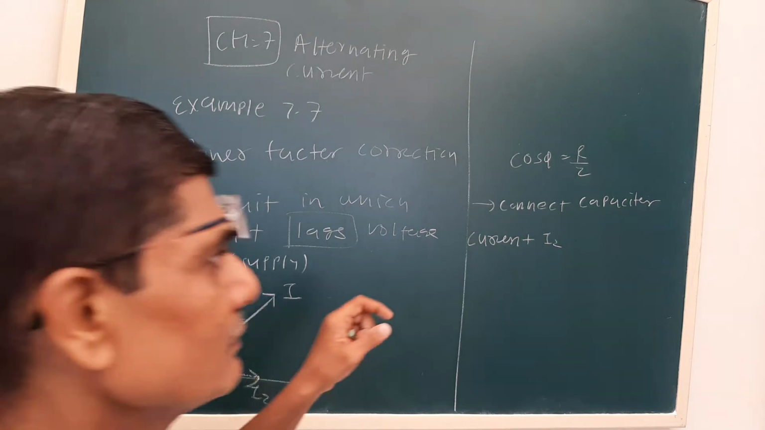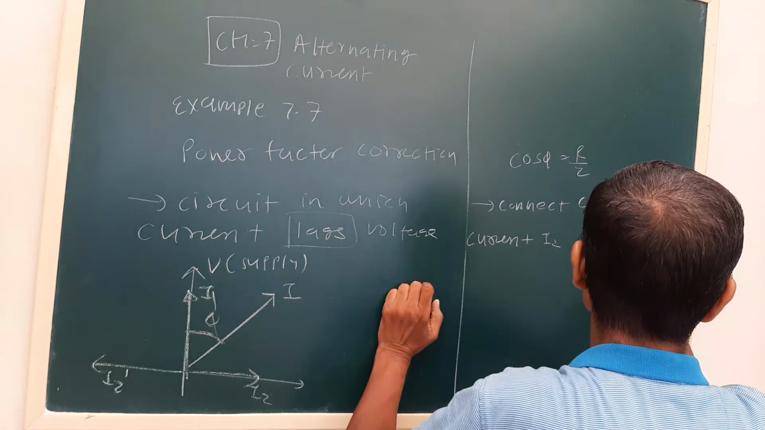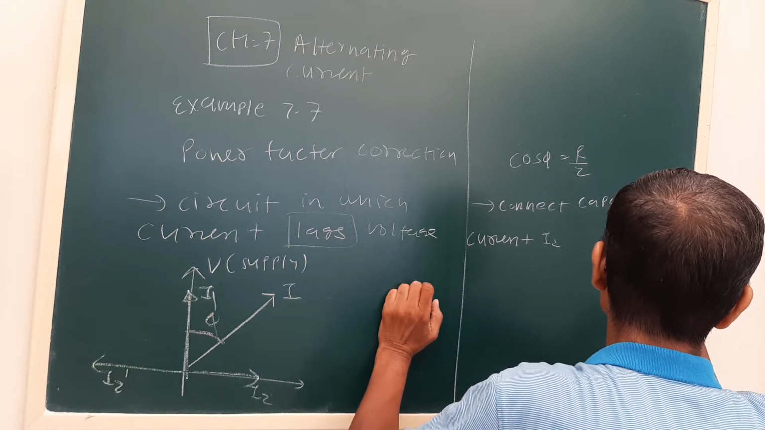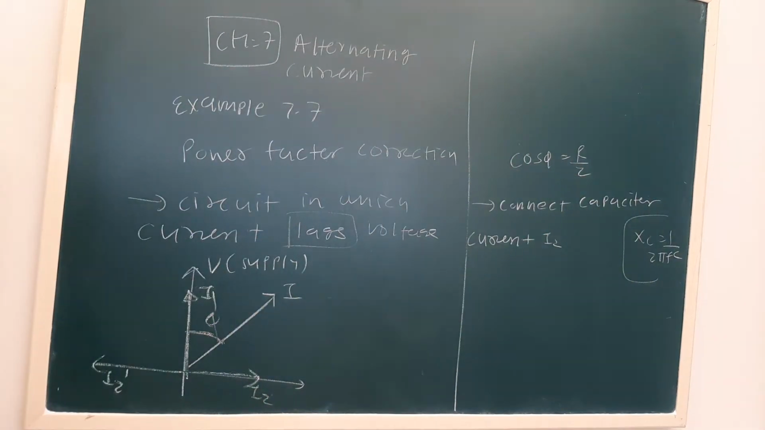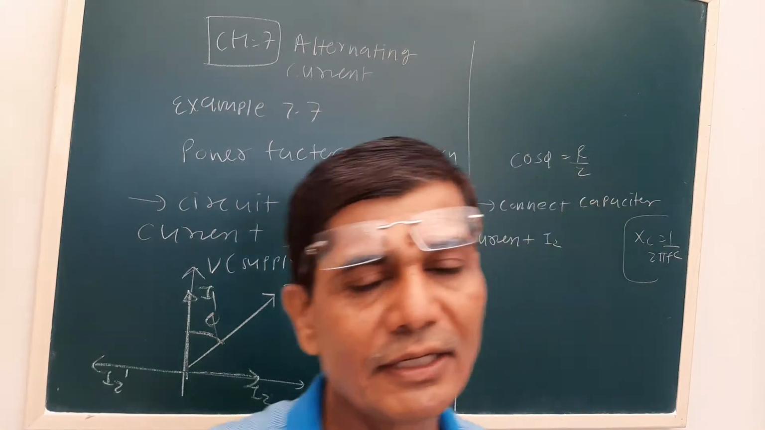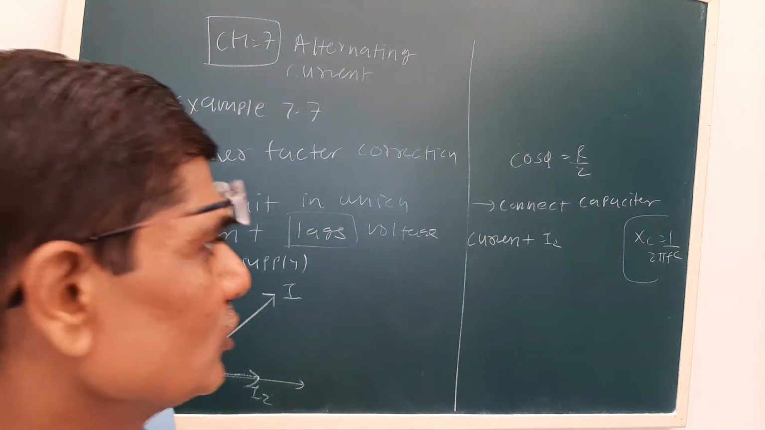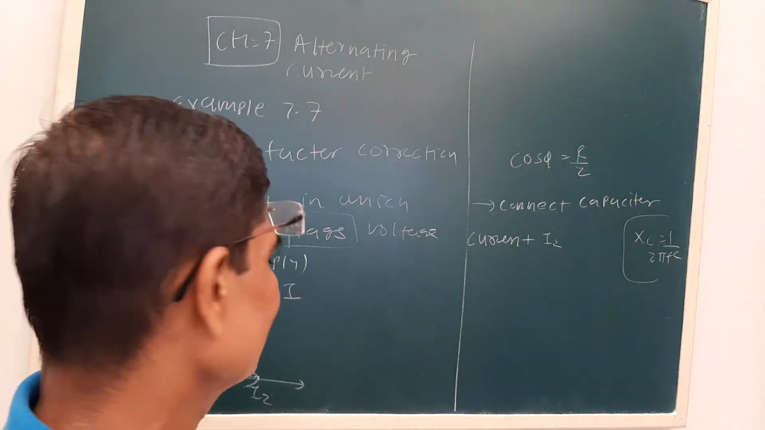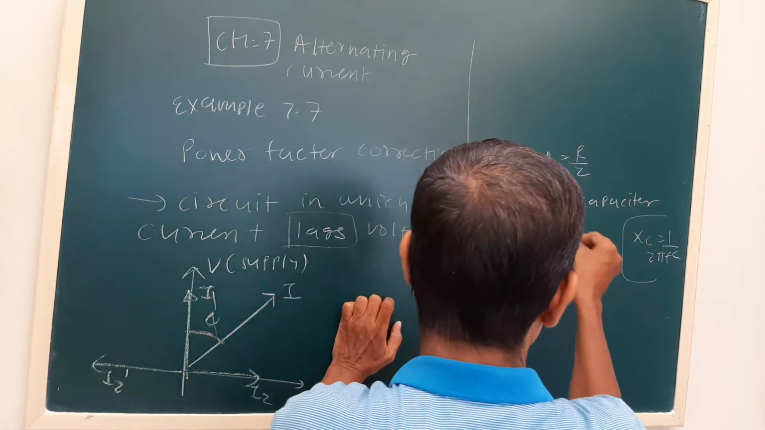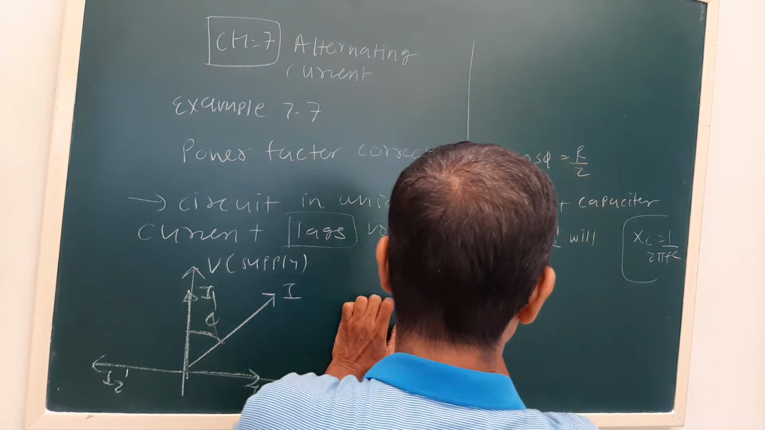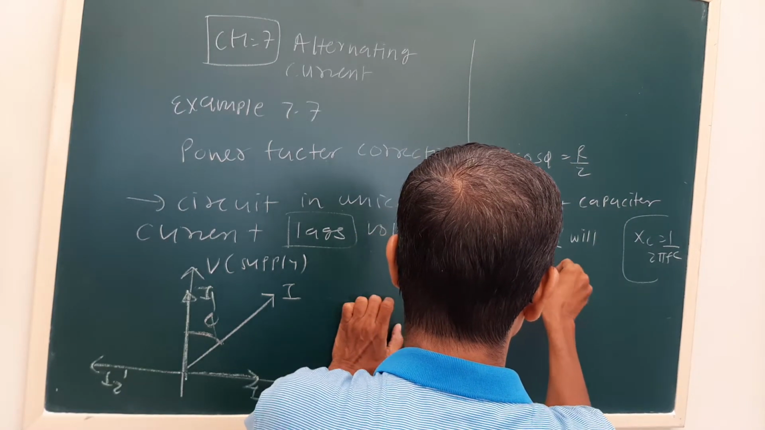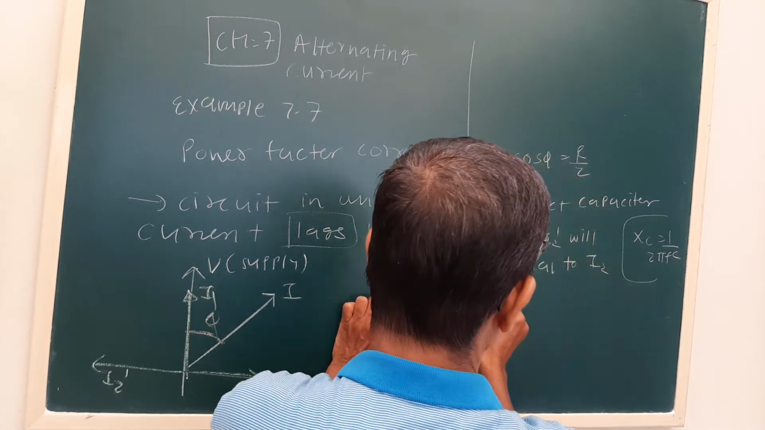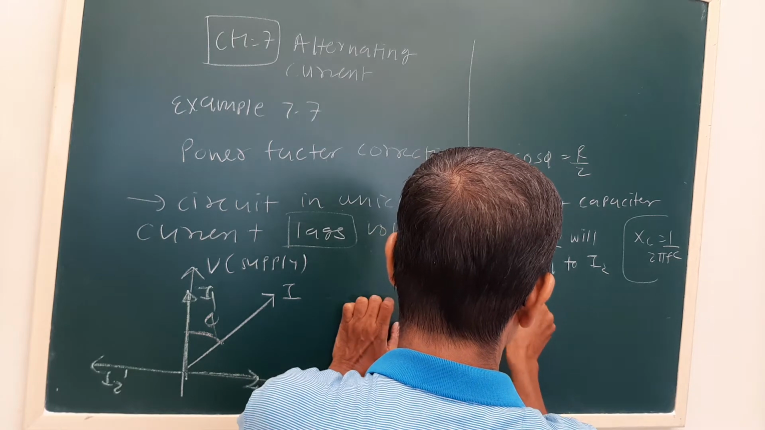Why? Because our formula, the capacitive reactance, is 1 upon 2 pi FC. Generally our supply frequency of 50 Hz is fixed, so the only variable we can choose is the capacitance. So we can select the value of the capacitor in such a way that the current I2 dash will be equal to I2, and nullify it.